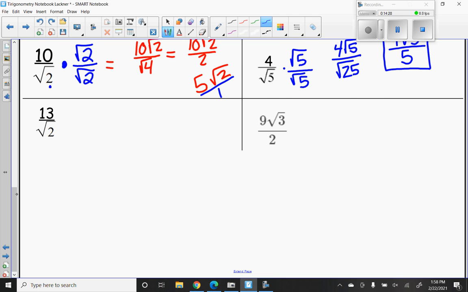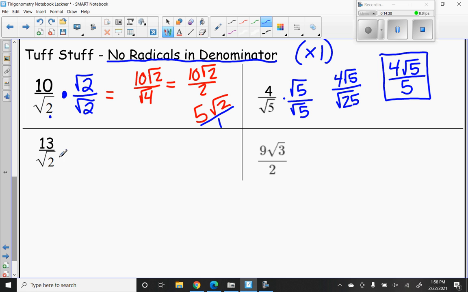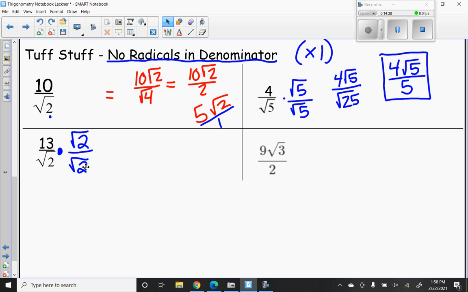Okay, I'm going to do it again. There's a radical 2 on the bottom. I don't want that. So really, I'm just going to steal this. I'm going to multiply it by my 1 here. Whatever the radical is, I'm just putting that on top of itself to make it into 1.